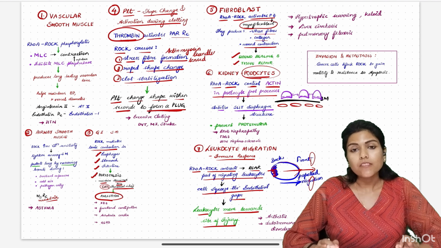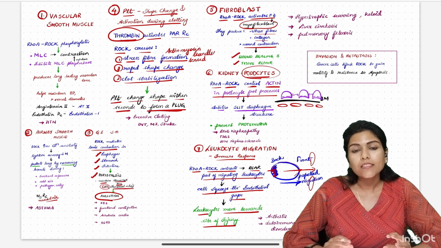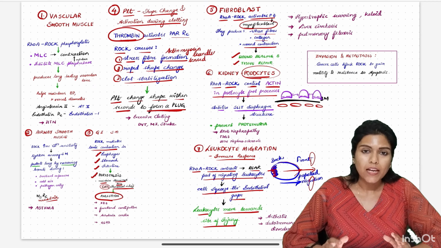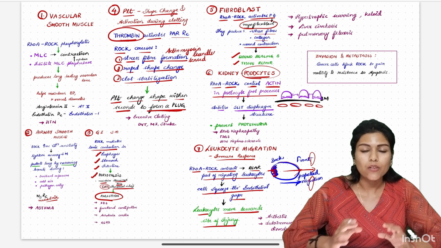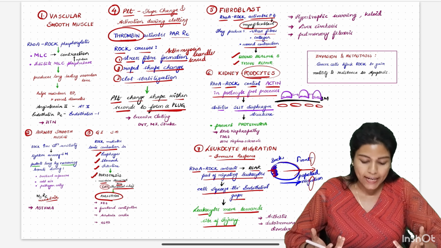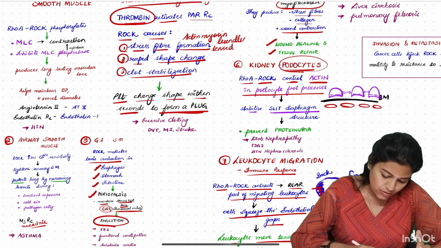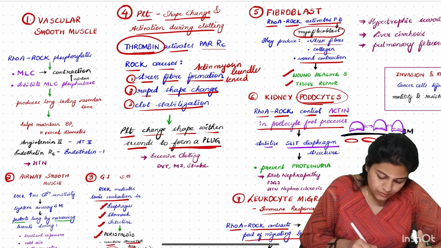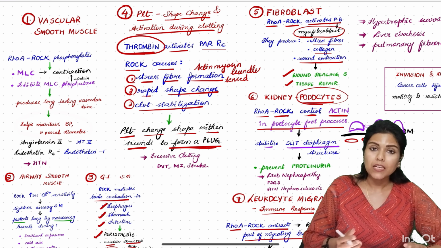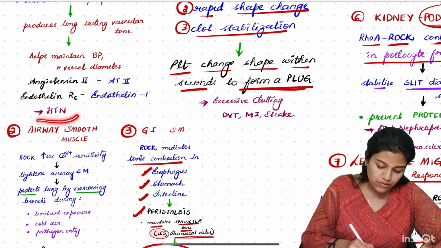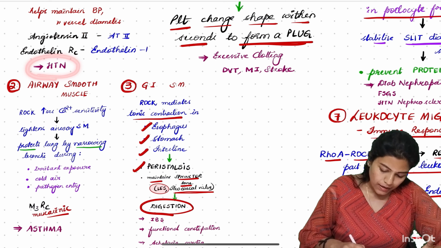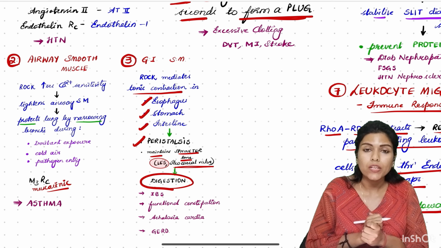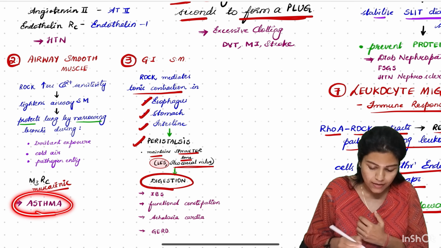What happens if this pathway is overdone, if the signal is not terminated and continues, and this RhoA ROCK pathway is overly activated? What is the pathology? In vascular smooth muscle cells, as we said, normally it will help maintain BP, vessel diameter and vascular tone. If it is overdone, it will lead to hypertension. And in airways also, it will have protective narrowing, but if it's overdone, it will lead to asthma.